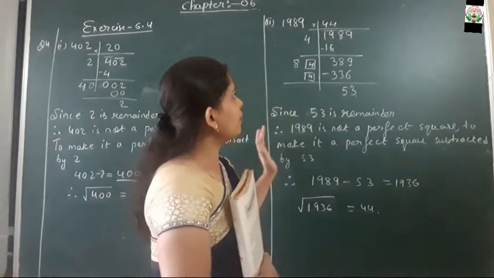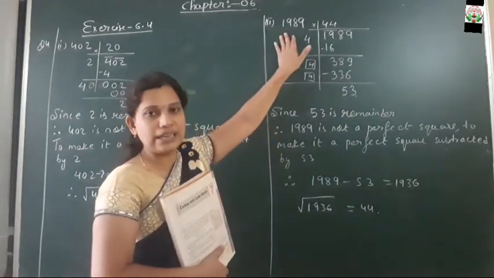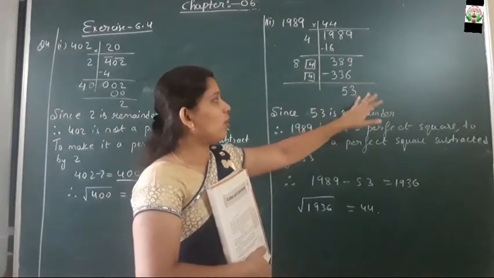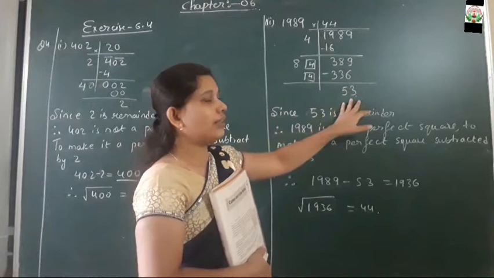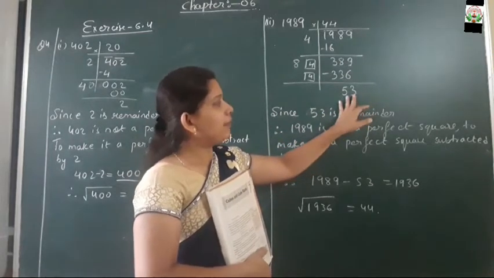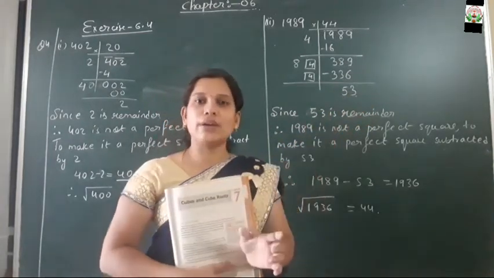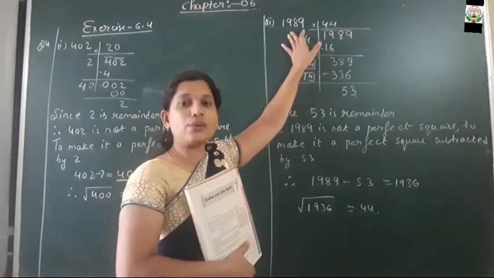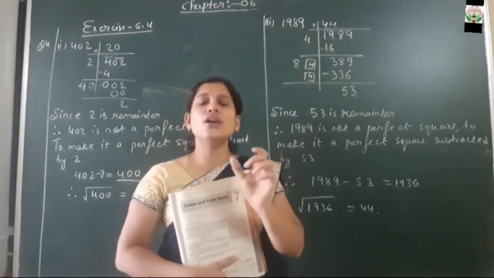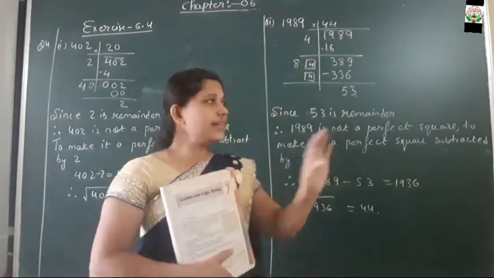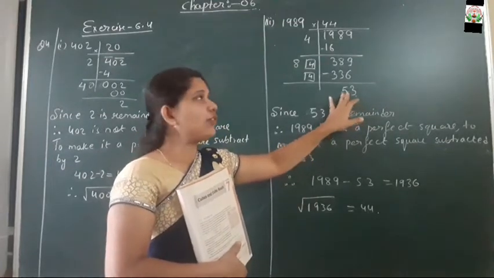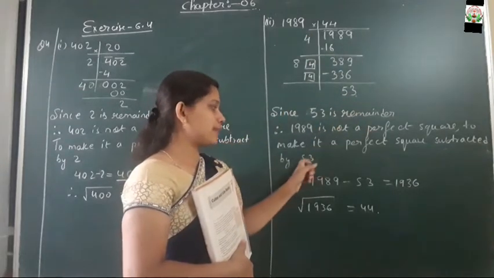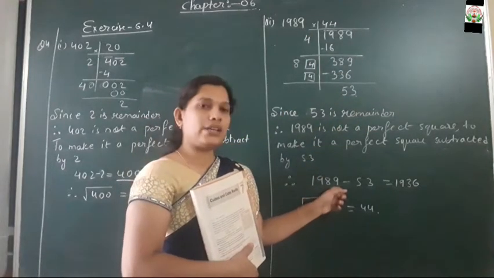Moving towards the B part of question number 4, here the number is 1989. We have to find it by the long division method. While finding by the long division method, we see that 53 is the remainder. If 53 is the remainder, that means 1989 is not a perfect square. If any remainder is left, then the number is not a perfect square. Hence the least number is 53, which will be subtracted from 1989 to make it a perfect square.